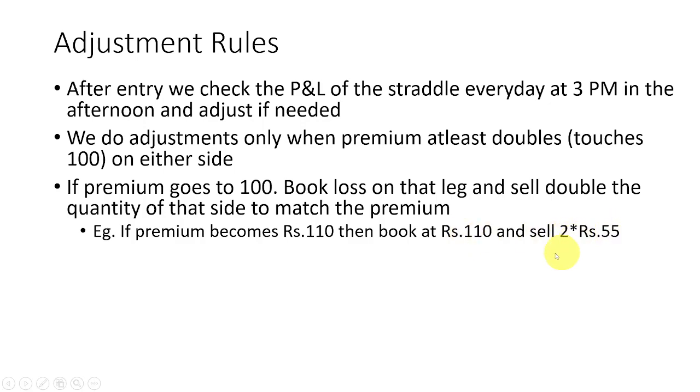where we are getting. Say suppose the 18,000 call was at 110 now. Maybe we are booking that and we are selling two calls of 55 rupees. Maybe we will get somewhere around 18,400 call option at 55 rupees. We will be selling two quantities of 18,400 at 55 rupees to match the premium of 110. So 2 into 55 will become 110. So ideally we'll have the same 110 rupees premium in our trade. So we'll be continuing with the same payoff graph.